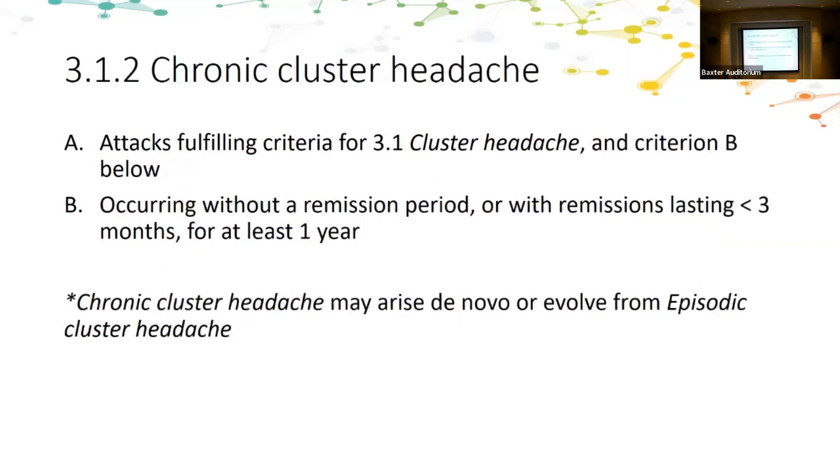And then chronic is you don't have that remission period, or you have a remission period lasting for less than 3 months for at least 1 year. And then chronic cluster may arise de novo or transition from episodic cluster.